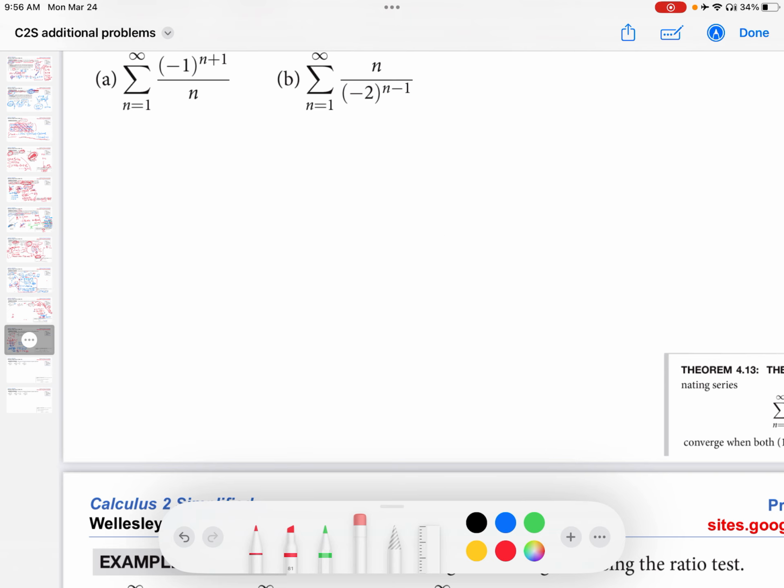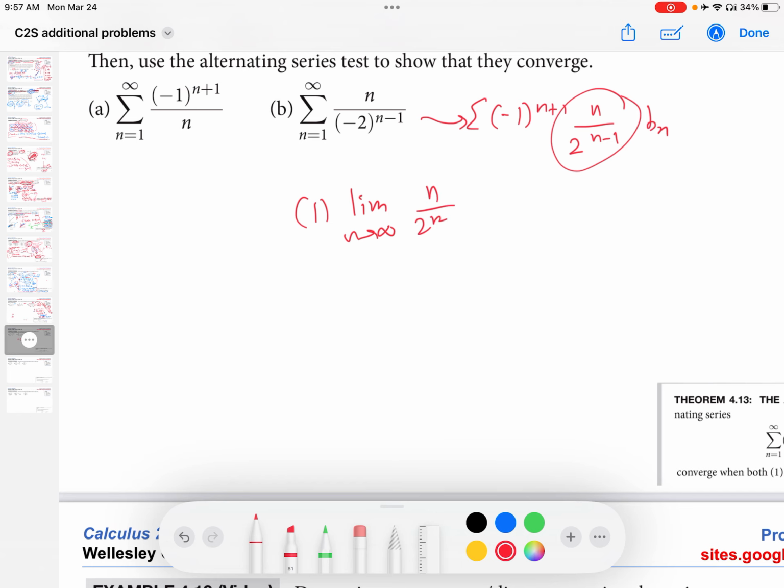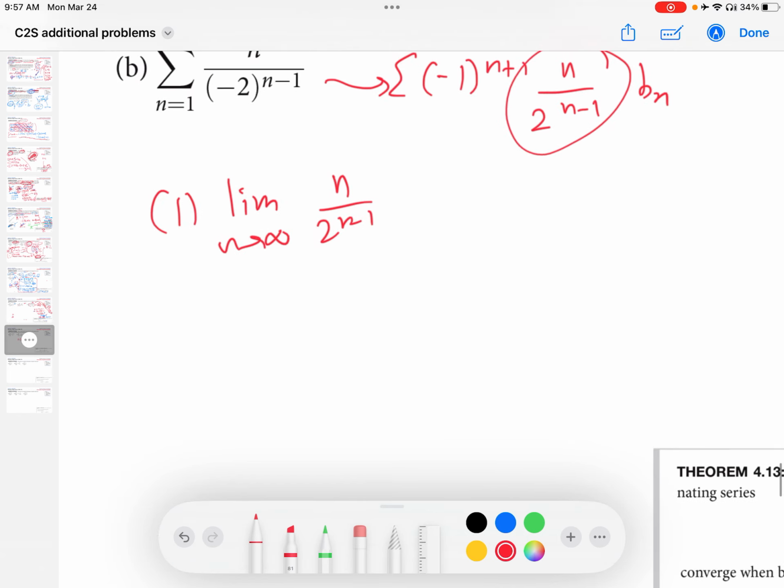So now let's talk about the last one. If I go back to a minute or so ago, maybe 2 minutes ago, remember we had written this as minus 1 to the n plus 1 times n over 2 to the n minus 1. That was our b sub n term. So question, does this b sub n term tend to 0, right? Is this limit equal to 0? The answer is yes. Now you can do this a variety of ways.